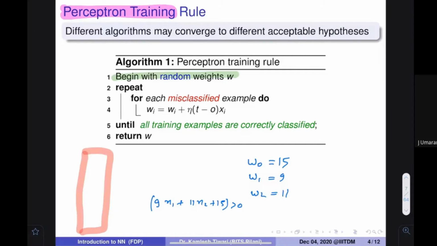So if these are the weights, then what is the equation? It is 9x1 plus 11x2 plus 15. If this value is greater than 0, then I would say it is green. Otherwise, I would say red. Whatever points are given to me, since x1 and x2 values are provided in my database, I can apply this equation to find out whether they are green or red, for all these items, using this formula only.